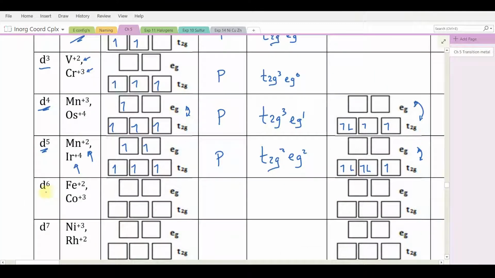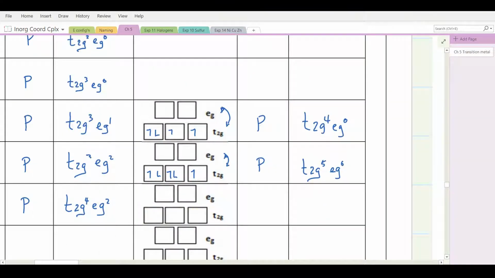With 6 d electrons in an octahedral field, consider weak ligands where there's only a small octahedral field splitting energy. Those 6 electrons will spread out as far as they can, and now they have to start pairing up. It's still paramagnetic. The electron configuration is t2g4 eg2. 4 plus 2 is 6 valence electrons.